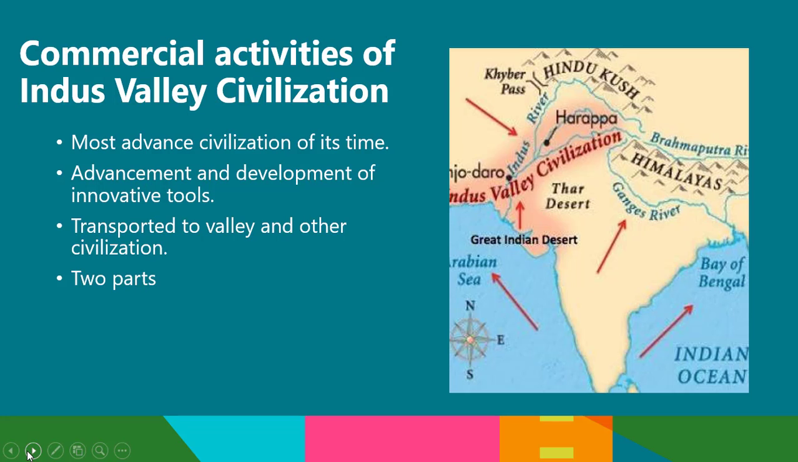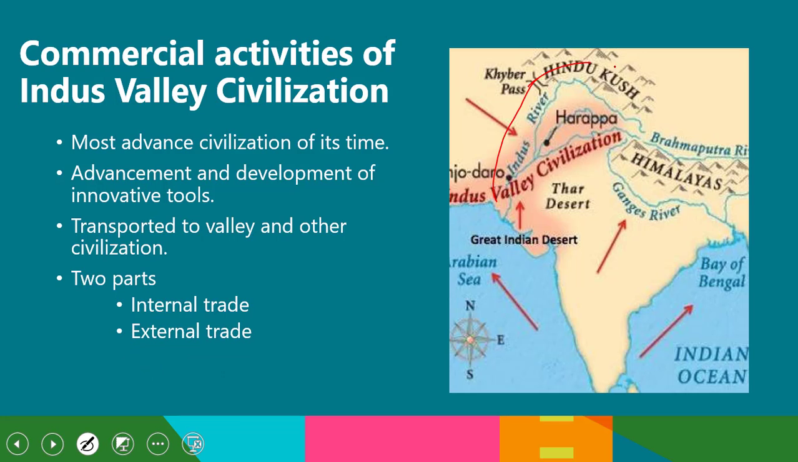On this basis, trade was divided into two parts: internal trade and external trade. Here look at the picture. This area constituted the Indus Valley civilization. The trade that occurs between these different areas is known as internal trade, and exchange of goods from Indus Valley to other civilizations through sea routes and land routes is termed external trade.